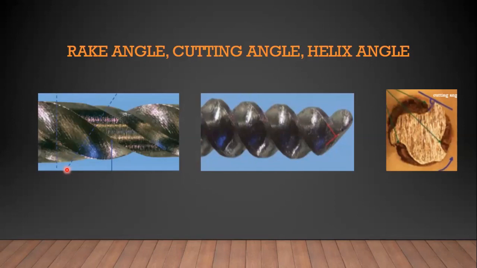There's more torsional and more frictional forces generated. So for that, we provide the positive rake angle. But if a file is sectioned perpendicular to the cutting edge, the angle that is formed between the leading edge and the surface to be cut is called the cutting angle.